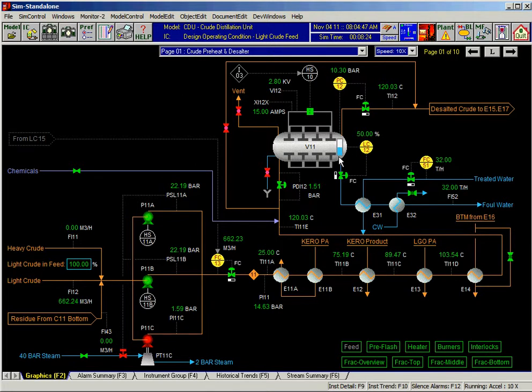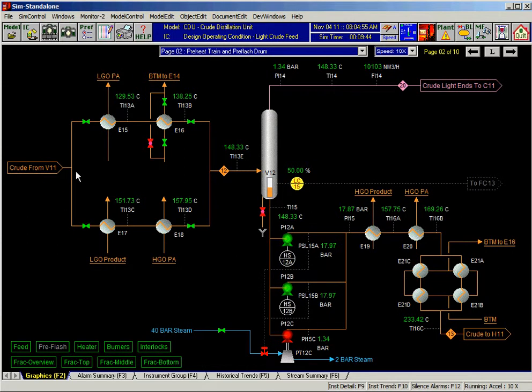Water and crude oil are separated, and water comes down as foul, dirty water, and the crude oil leaves under pressure control. Then it splits into two passes, and then we have an additional preheat train with LGO and HGO pump arounds and bottoms. Then it goes to a pre-flash drum. In the pre-flash drum, the vapors go directly to the atmospheric column, while the liquid part is pumped to a high pressure and goes through more preheat train and gets heated to around 230 degrees Celsius.